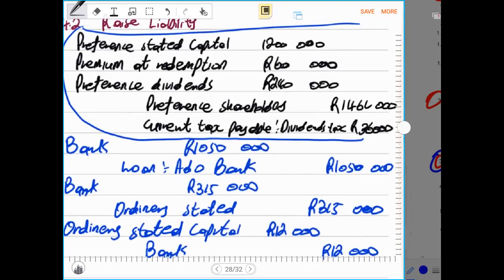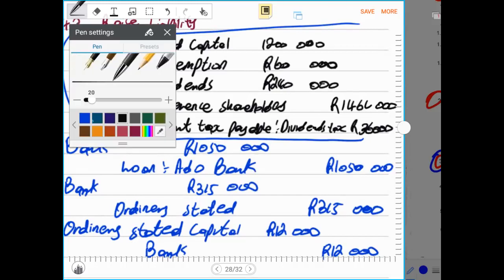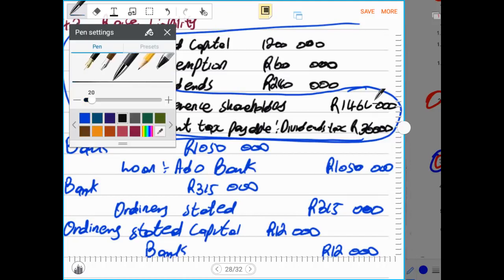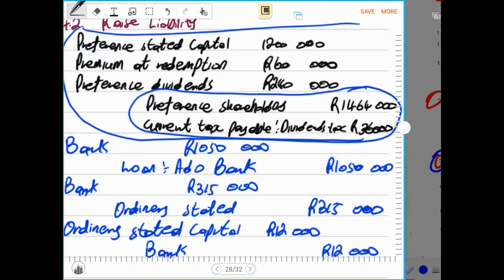Now when we make the payment, we know that we have two liabilities on the credit side. When we make the payment, all that we do is debit the liabilities and credit our bank account, because we are paying what we are liable to pay. And what we are liable to pay were the liabilities, which is the preference shareholder. And then we're also liable to pay the amount of tax which is due to SARS. So now let us make that payment.